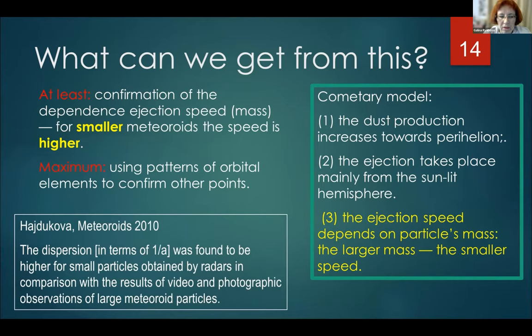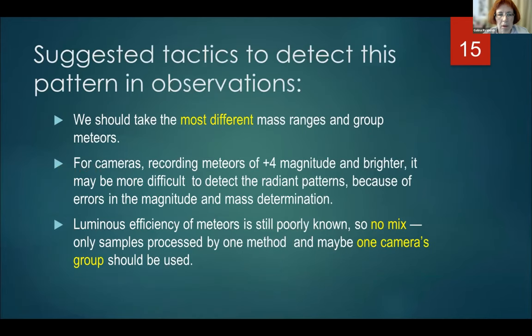At Meteoroids 2010, Maria Hajdukova noted that the dispersion was found to be higher for smaller particles. I was trying to find something, and I tried to persuade observers to find something in observations. This is the suggested tactic to detect this pattern in observations. We should compare the most different mass ranges, and for this we should not mix observations, only samples processed by the same standard method, and maybe one camera group, if statistics allows.